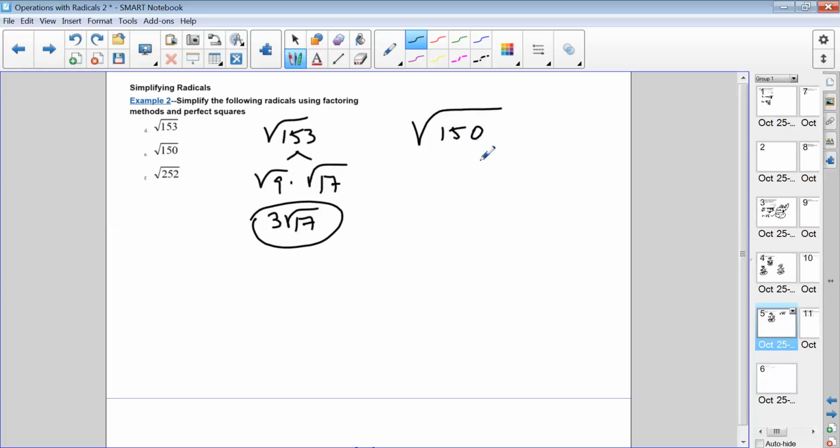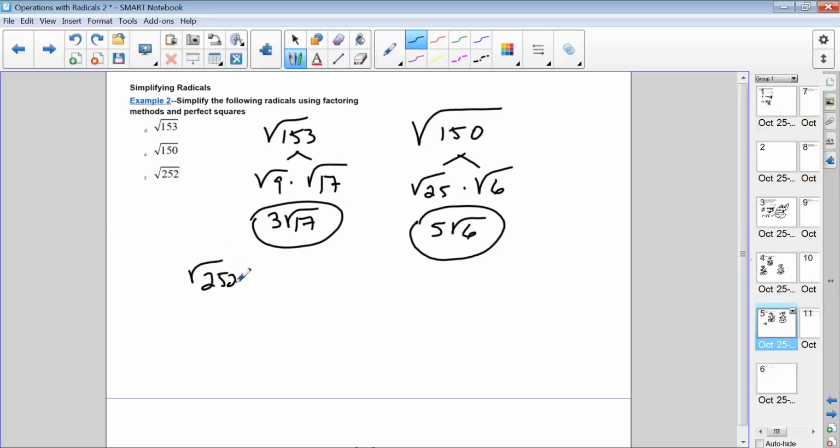150. Notice it ends in 0. So 15 and 10 are factors, but neither one of those are perfect squares. So 25 and 6: the square root of 25 and the square root of 6 would be factors of the square root of 150. This would be a perfect square. Square root of 25 becomes 5. Square root of 6 does not simplify.